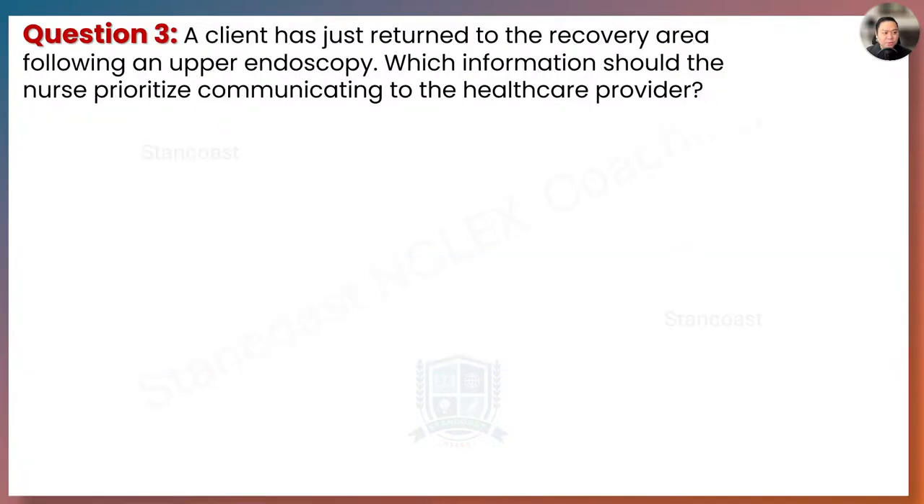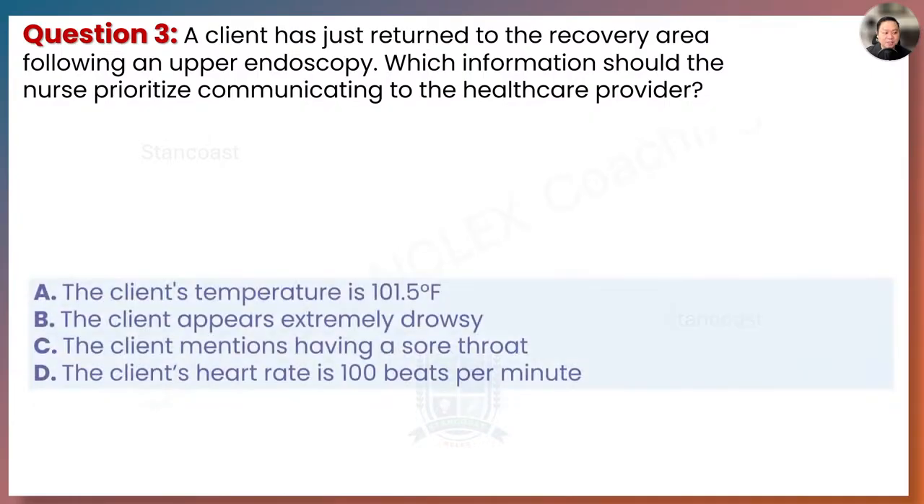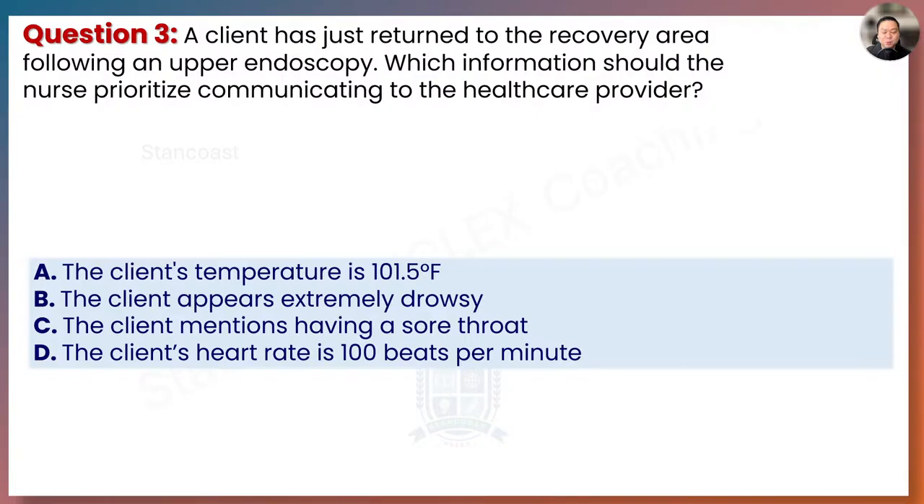Let's have number 3. A client has just returned to the recovery area following an upper endoscopy. Which information should the nurse prioritize communicating to the healthcare provider? Options. A, the client's temperature is 101.5 degrees Fahrenheit. B, the client appears extremely drowsy. C, the client mentions having a sore throat. D, the client's heart rate is 100 beats per minute.